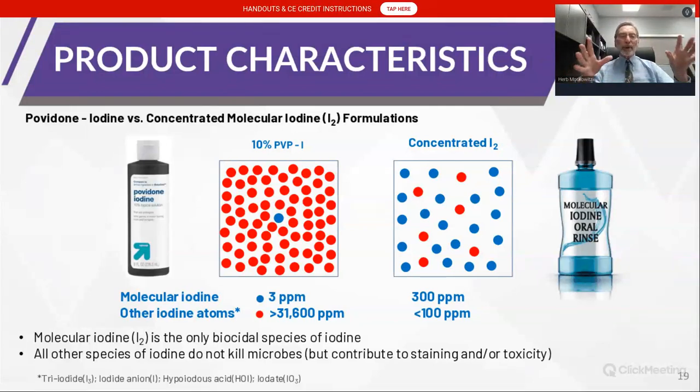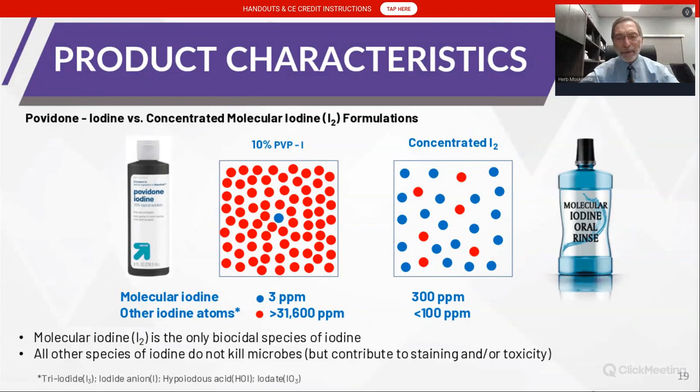Okay, so for decades, researchers have been trying to build up levels of molecular iodine in povidone iodine so that it would be more effective. At the same time, it would be nice if they were able to suppress the other species of iodine, which are not needed and are undesirable.